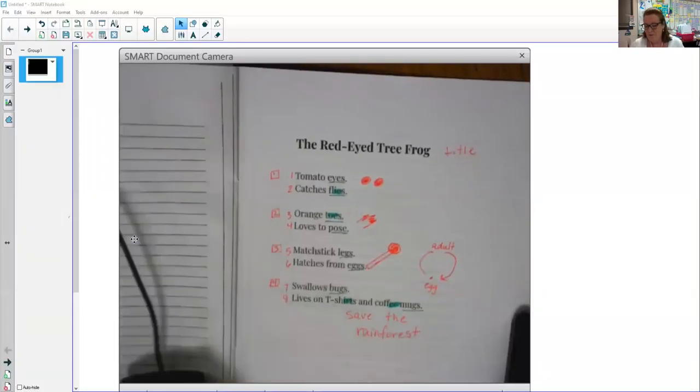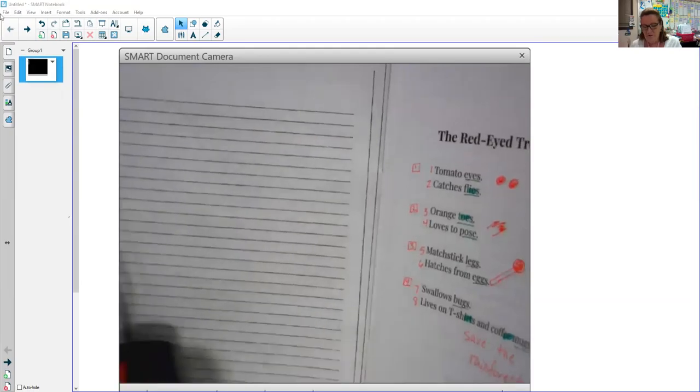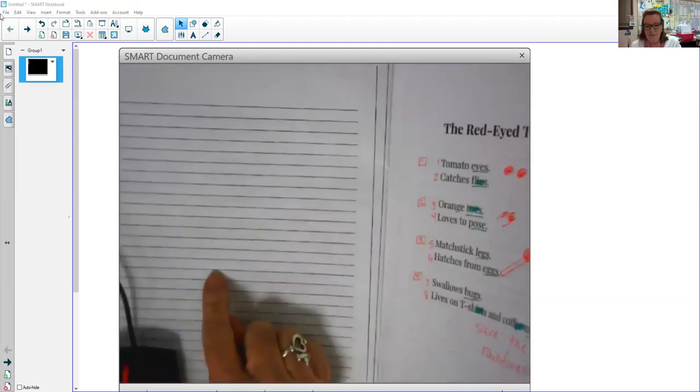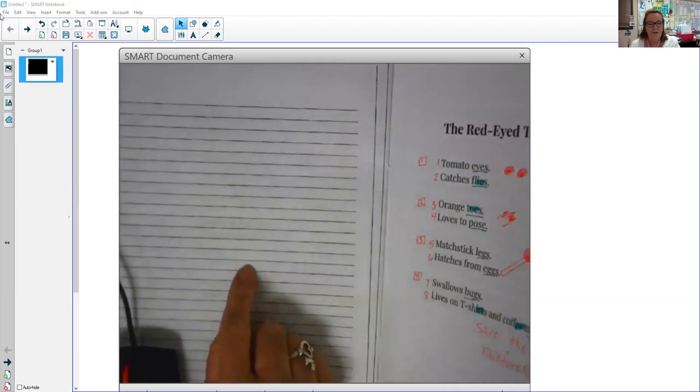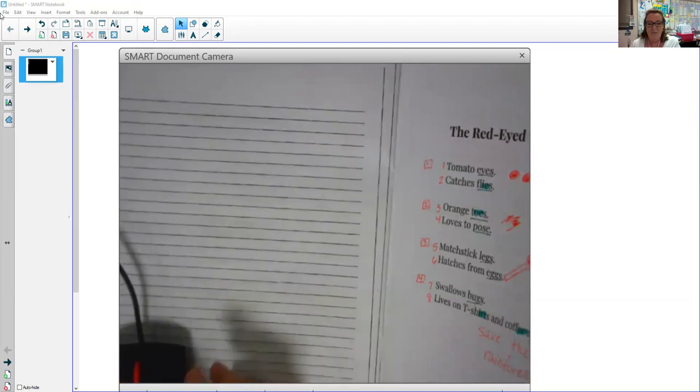What I would like for you to do is over here on the side. Could you design a t-shirt? Because it says lives on t-shirts. Could you design a t-shirt that has the red-eyed tree frog on it and Save the Rainforest? Or could you design a mug that might say something about that? Or just draw a picture of the red-eyed tree frog in his natural habitat.